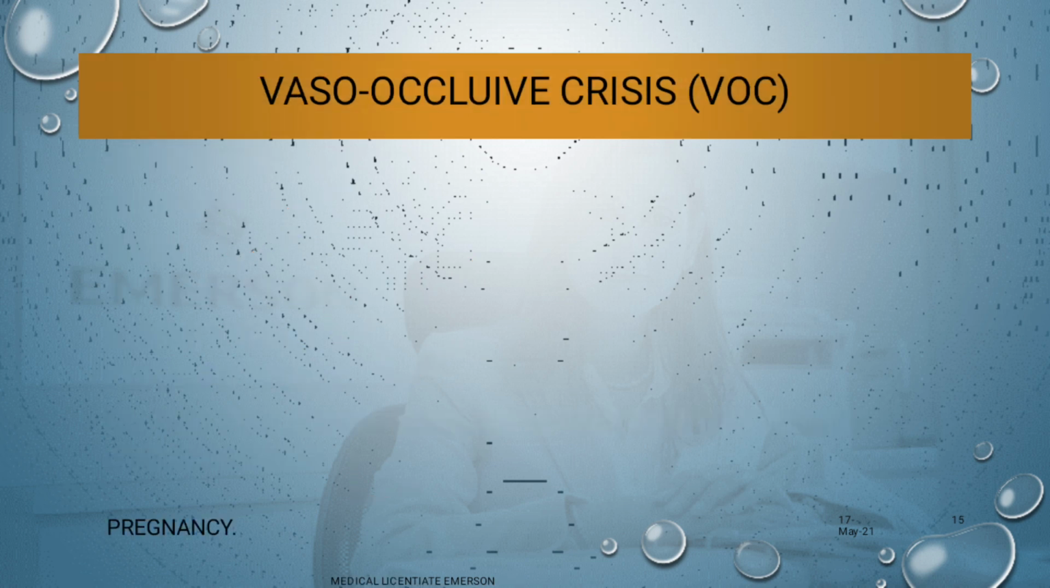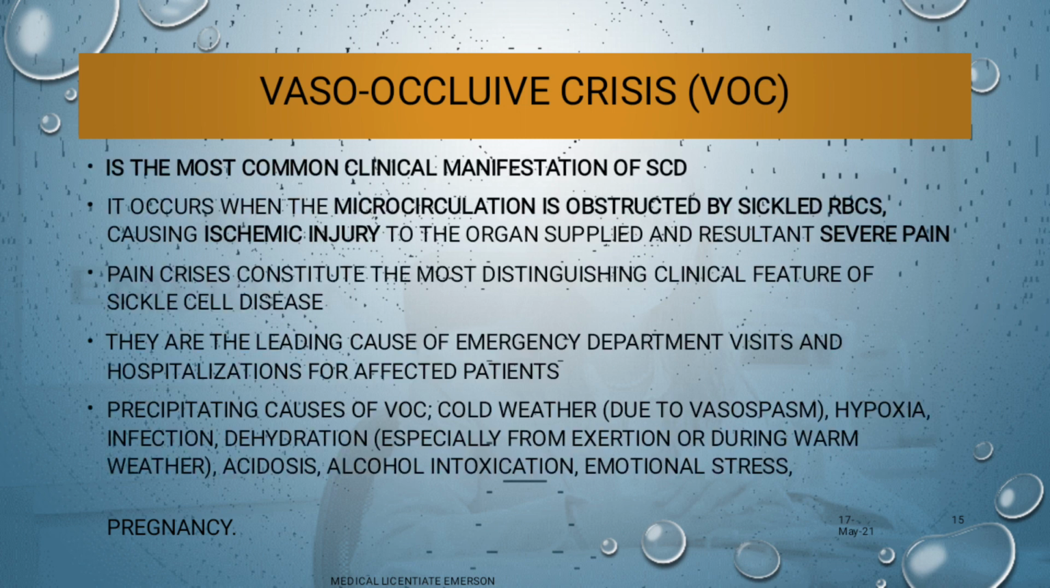Okay, then specifically when we begin talking about the vaso-occlusive crisis, it is the most common clinical manifestation of sickle cell disease. It occurs when the microcirculation is obstructed by sickle RBCs, causing ischemic injury to the organ supplied and resulting in severe pain. Then pain crises constitute the most distinguishing clinical feature of sickle cell disease. They are the leading cause of emergency department visits and hospitalization for affected patients.